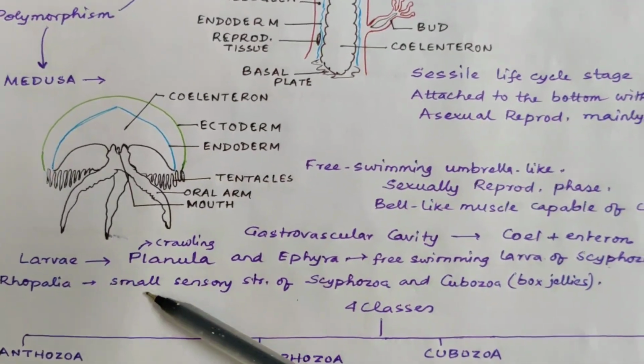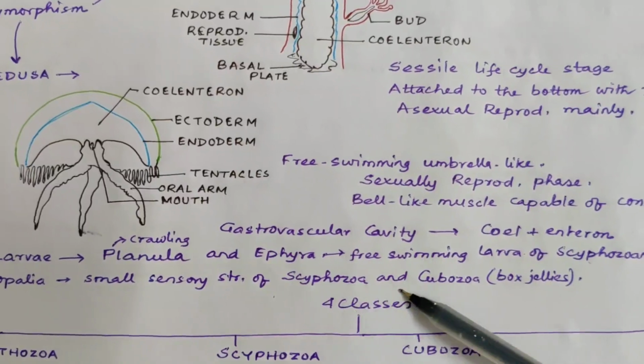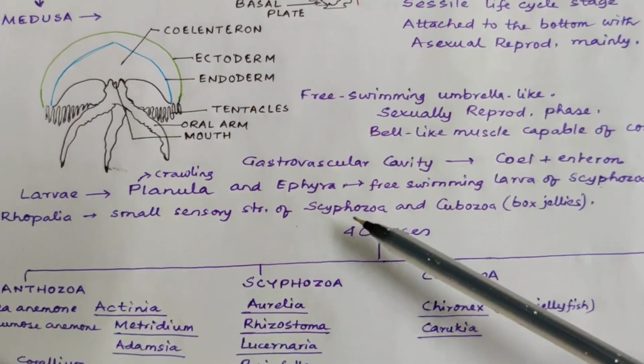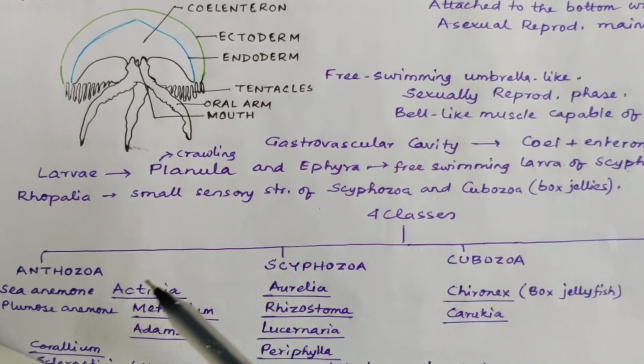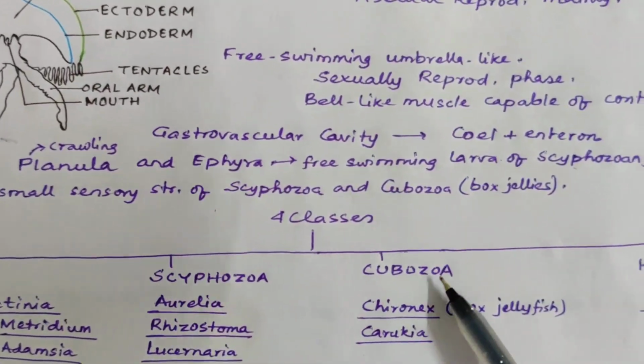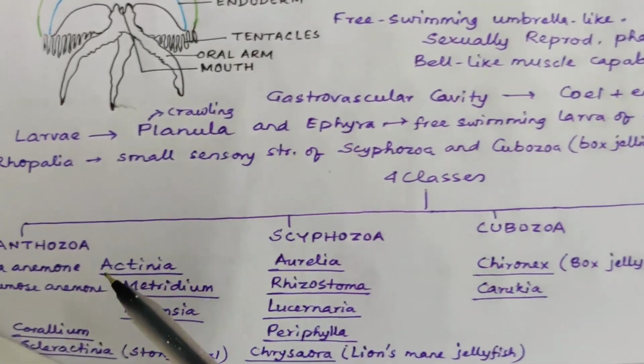Ropalia is a small sensory structure of Scyphozoa and Cubozoa. Among the classes, there are four classes: class Anthozoa, Scyphozoa, Cubozoa and Hydrozoa.